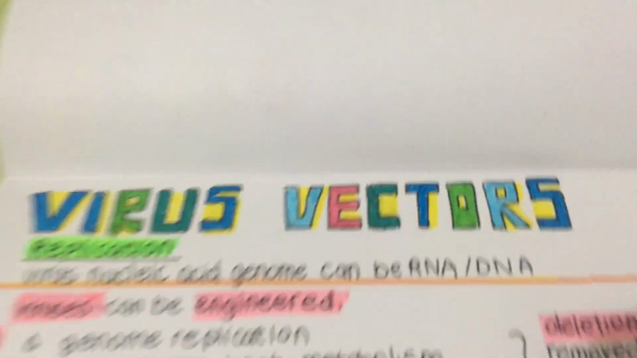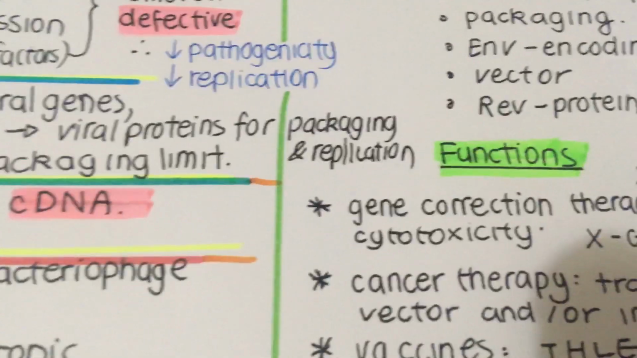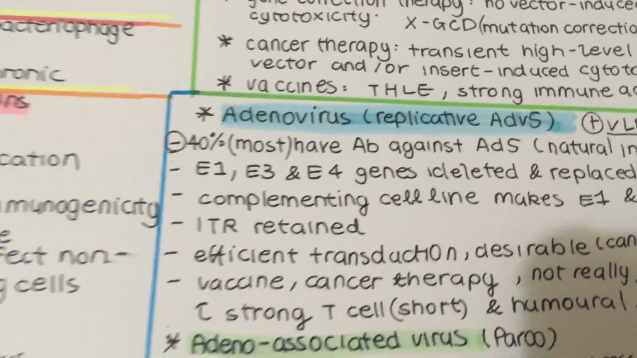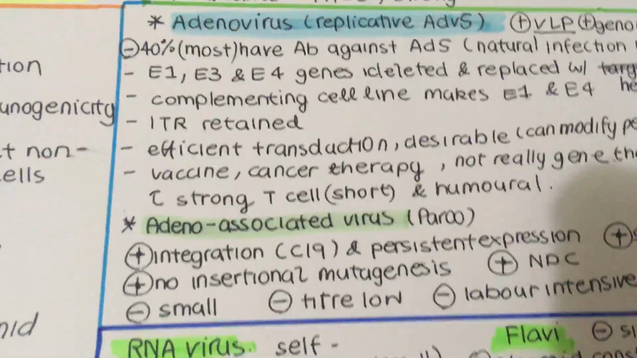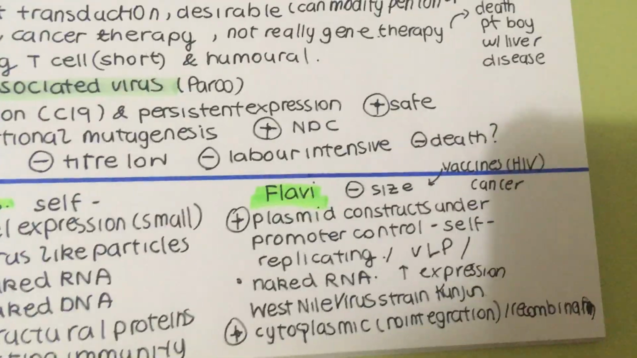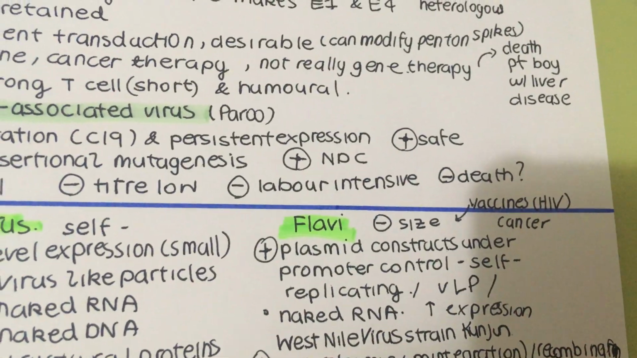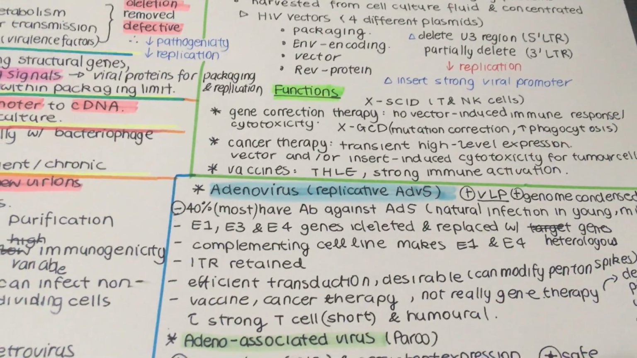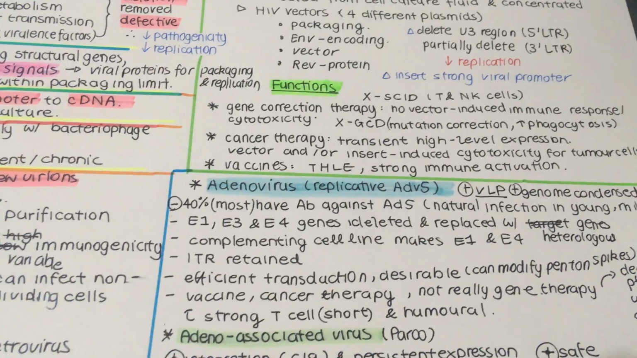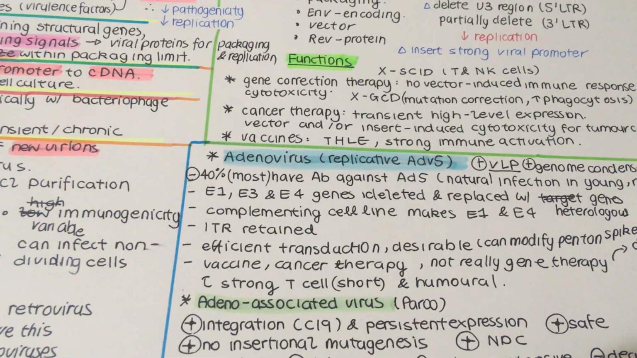Hi everyone, today we'll be talking about virus vectors, in particular the vectors derived from retrovirus HIV, adenovirus AD5, parvovirus adeno-associated virus, and flavivirus West Nile strain Kunjin. They all have different features because they are derived from different viruses, and these different features mean that they are suitable for different roles in biomedical research and public health.